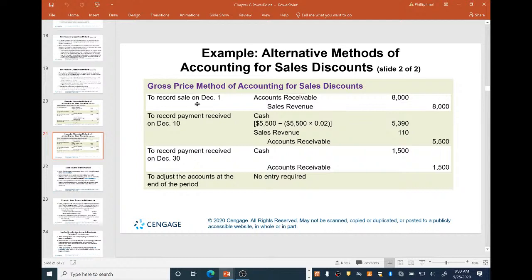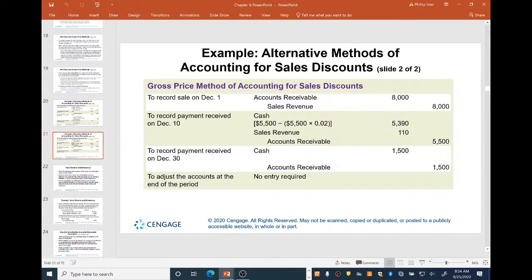So now to record the sale on December 1st, look, the accounts receivable was the full gross amount of 8,000, sales revenue 8,000. That's easier even from the inception of the entry, right? Like the first entry is even easier because it's just the full amount. We don't have to do any calculations, anything. There it is.